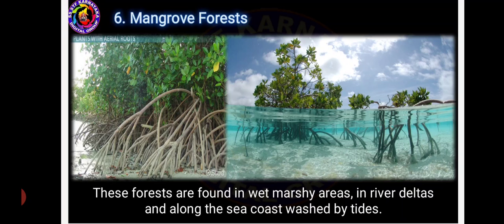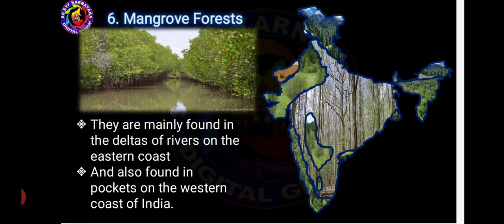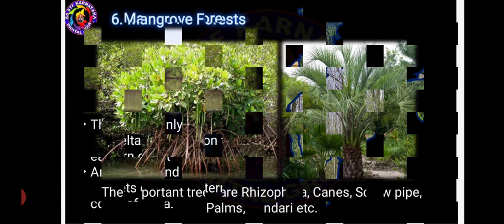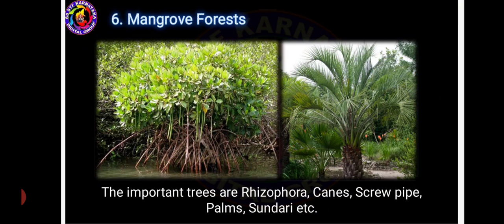Sixth type is mangrove forests. These types of forests are found where there is more wetness, like river deltas and along the sea coast washed by tides. Mainly found in the deltas of rivers on the eastern coast and on the west coast of India. The important trees are rhizophora, canes, screwpipe, palms, sundari trees, etc.